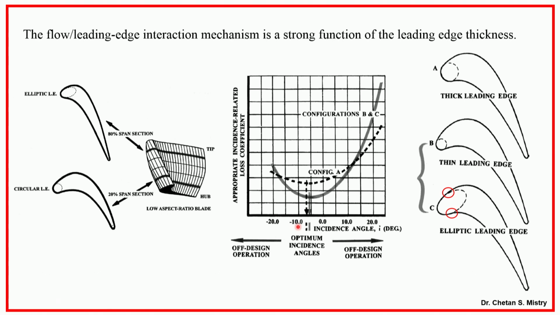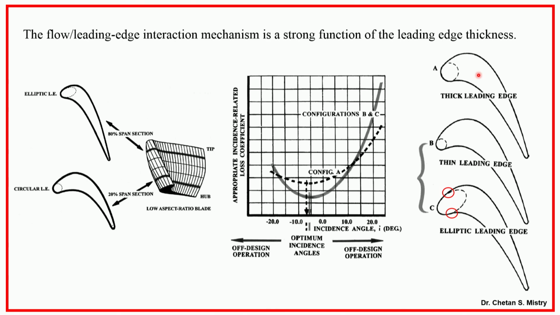Suppose I am talking about the HP nozzle. The flow coming out from the combustor strikes my nozzle, and it is striking at very high temperature. So, what do you need to do? You need to have cooling of that. In order to have your cooling mechanism, you are forced to have a thick leading edge.